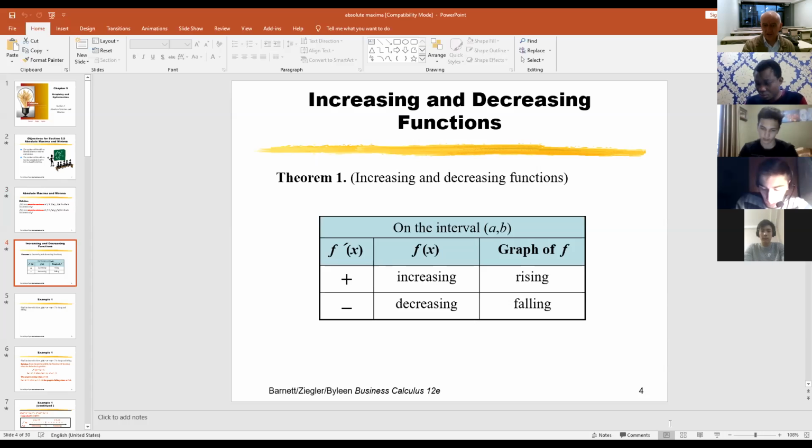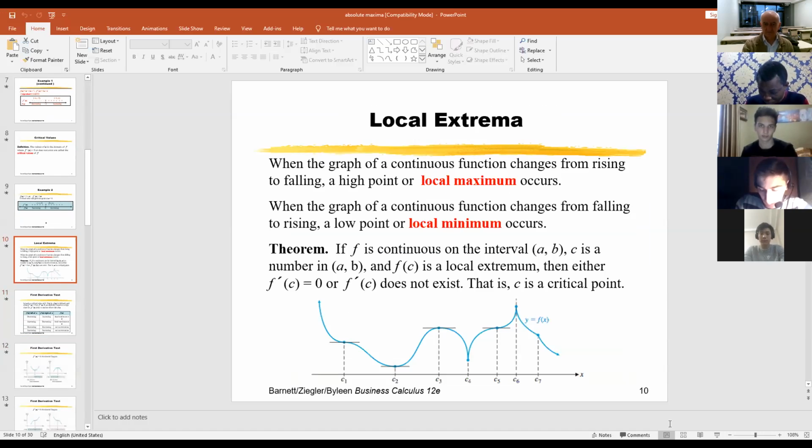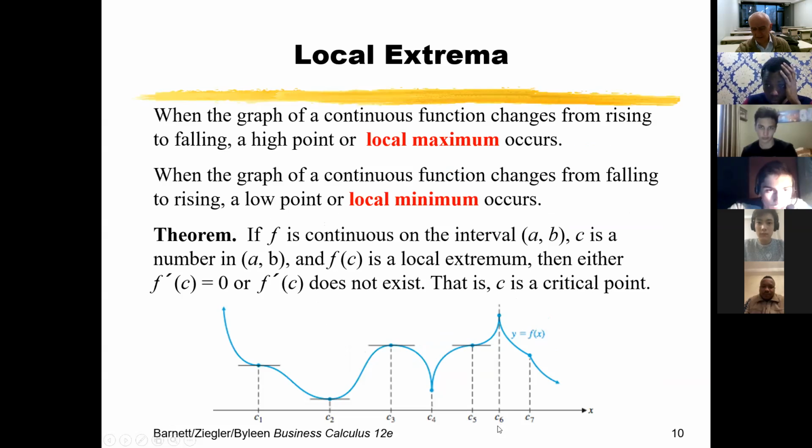let's recall what is local maximum and what is local minimum. In this picture, you can see local maximum and local minimum. Local maximum we have at the point c3 here. At this point we have local minimum. At this point, and at this point c6 we have local maximum.